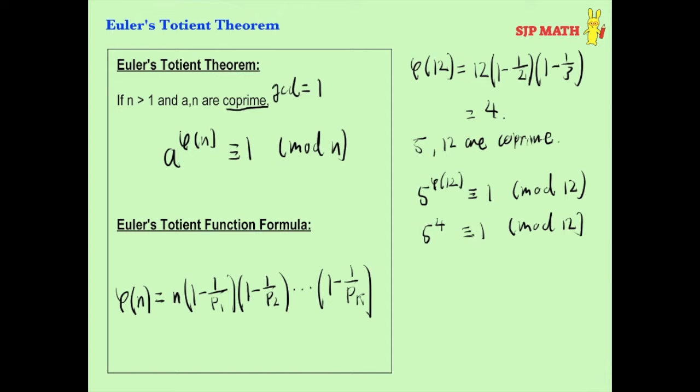And we can actually verify this. We can check that this is right, because 5 to the 4 is equal to 625, and that has a remainder of 1 when divided by 12, so it's congruent to 1 mod 12. So indeed this formula works in this case. So that is Euler's Totient Theorem. We have verified that it works.